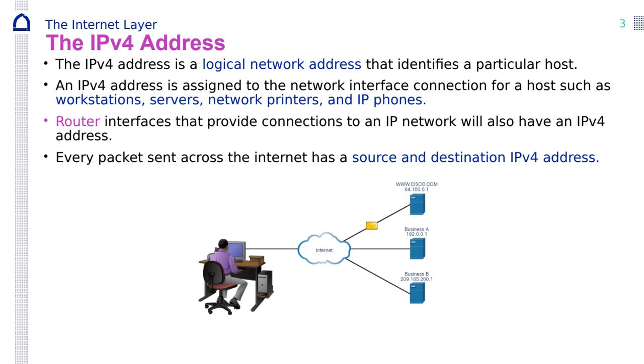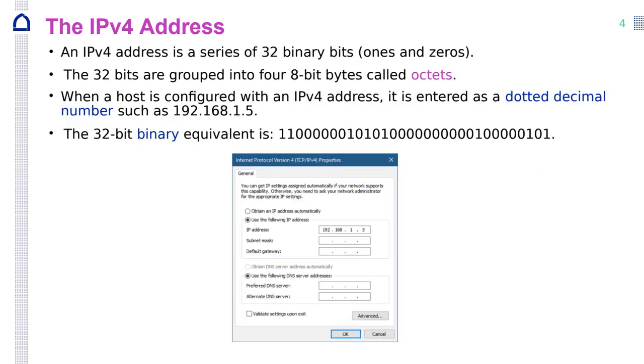So here we have an example. This user is sending email. What is the length of an IP version 4 address? We have studied this before: 32 bits. Please don't forget this. It is divided into 4 parts, each part is called an octet, and each octet is 8 binary bits.